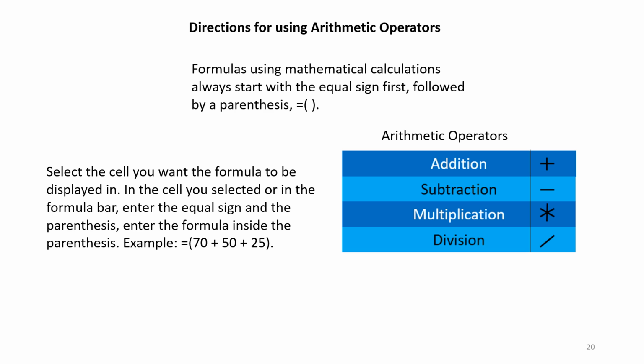Directions for using arithmetic operators. Formulas using mathematical calculations always start with the equal sign first, followed by parentheses. Equal sign, parentheses. Select the cell you want the formula to be displayed in. In the cell you selected or in the formula bar, enter the equal sign and the parentheses. Enter the formula inside the parentheses. Example: equal, parentheses, 70 plus 50 plus 25, close parentheses.